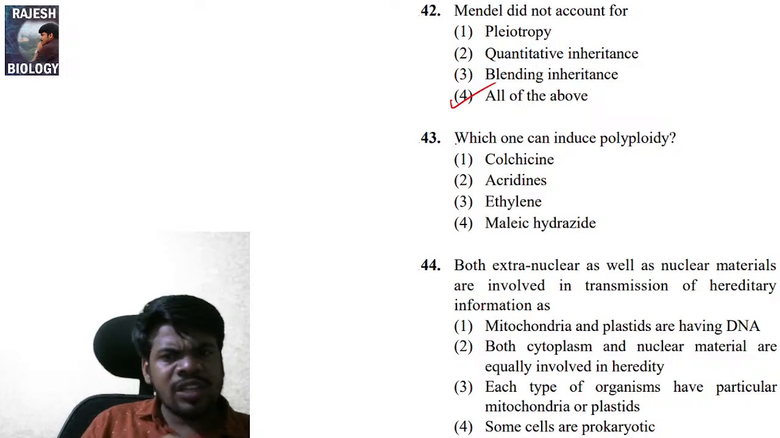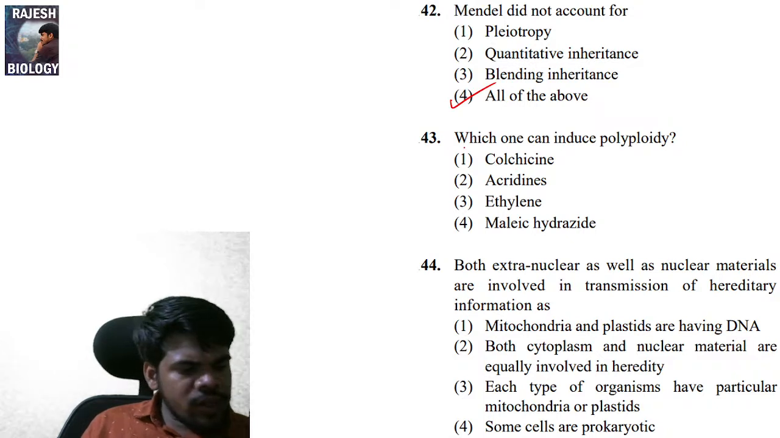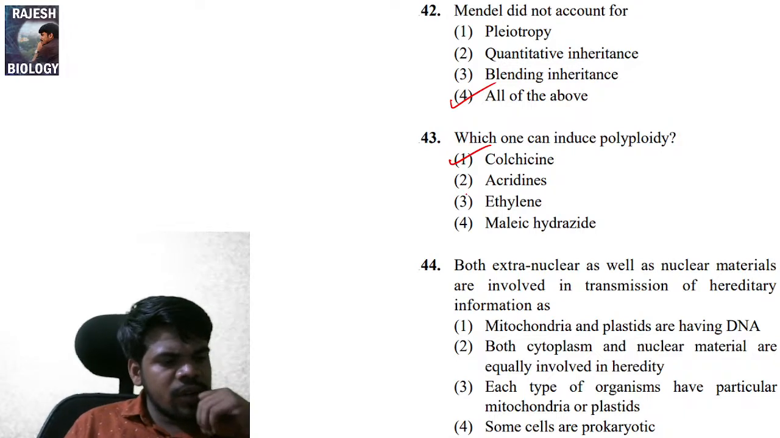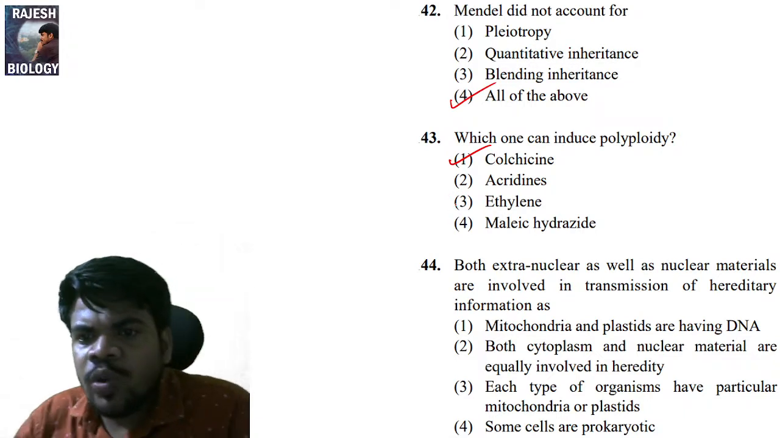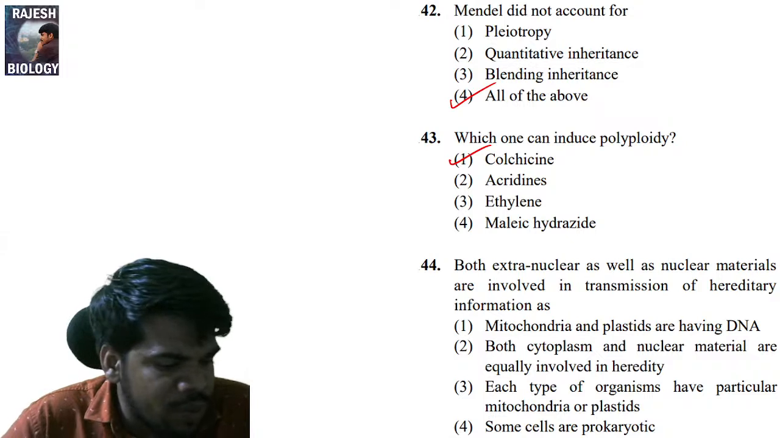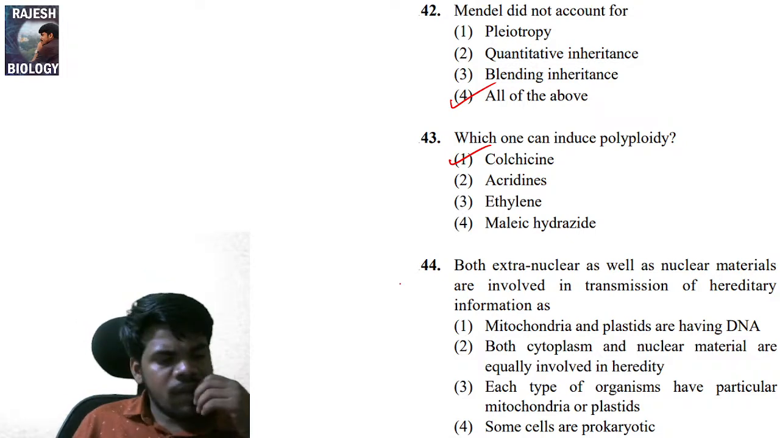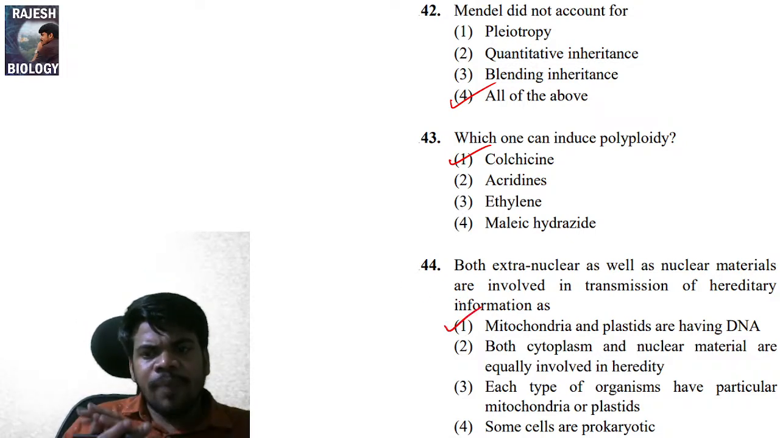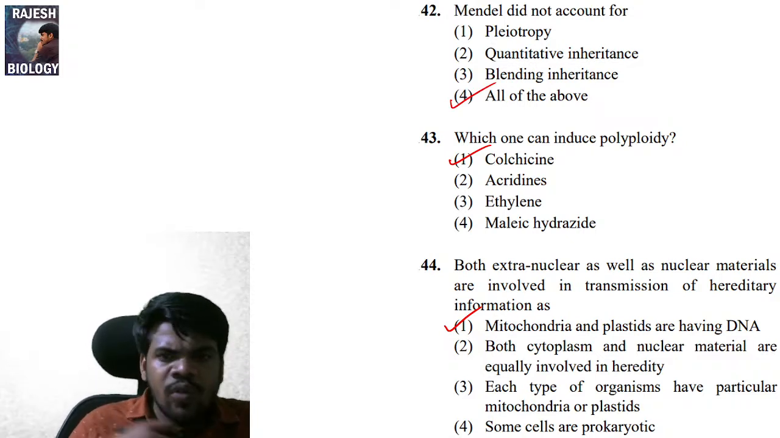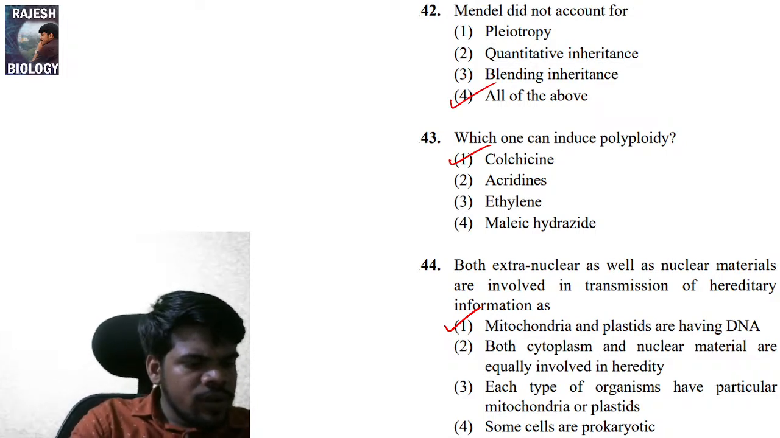Polyploidy is induced. It is actually from the botany question. Which induces the polyploidy? 43. The right answer is colchicine. Yes, Chandrika, very good. Both extranuclear as well as nuclear materials are involved in transmission of heredity information, that is, mitochondria and plastids are having DNA. Yes, Chinnu, right?